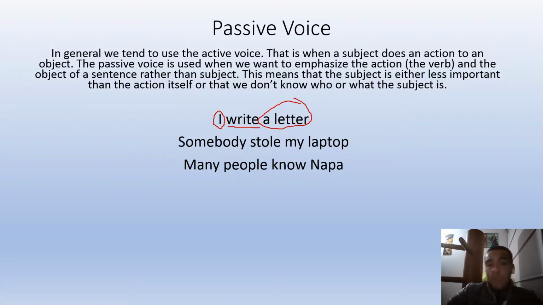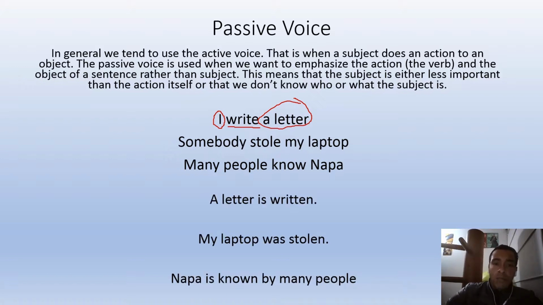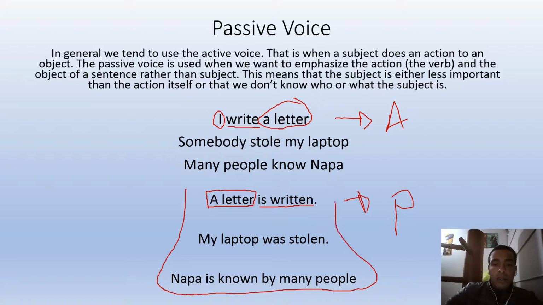Right? The passive voice is used when we want to emphasize the action, the verb, and the object. Now, we have "I write a letter" and "a letter is written." In this case, this one is active, and now here, this is the passive voice, and here we want to emphasize either the verb or the object. Okay, so as you can see, these three sentences are passive voice, and these three ones here are active voice.